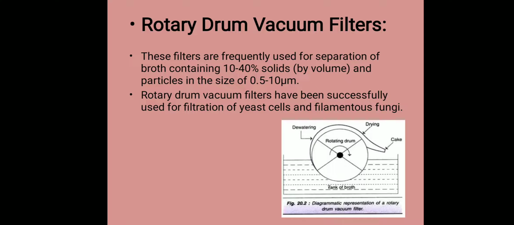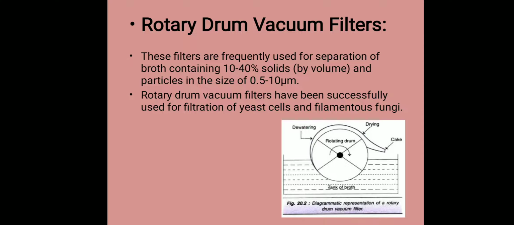The next type is rotary drum vacuum filters. These filters are frequently used for separation of broth containing 10 to 40% of solids and particles in the size of 0.5 to 10 micrometers. Rotary drum vacuum filters have been successfully used for filtration of yeast cells and filamentous fungi. The equipment is simple with low power consumption and it is very easy to operate.